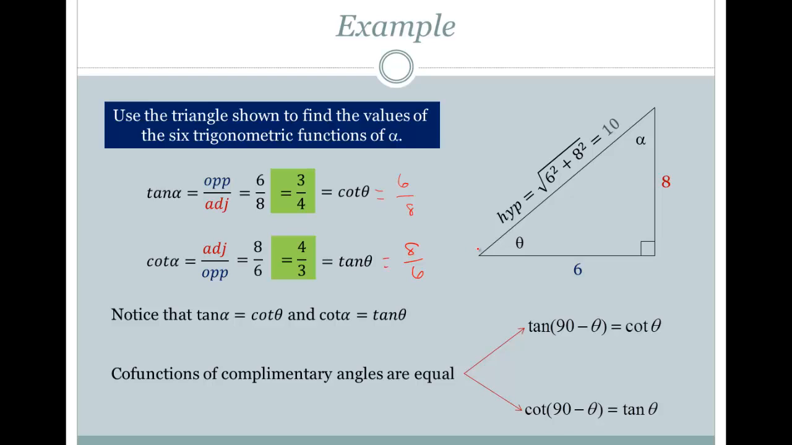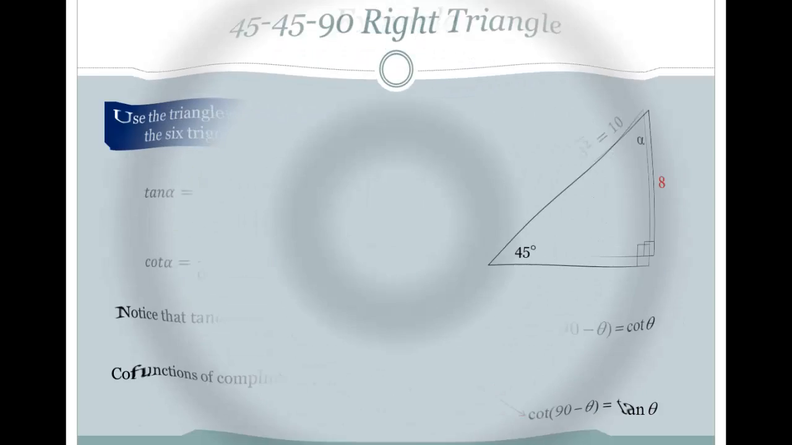Again, I'll write it out. Tangent of 40 equals cotangent of 50. All right, it can be any angles. It could be 30 and 60, any complementary angles. Okay, make sure you guys understand that. That's important.